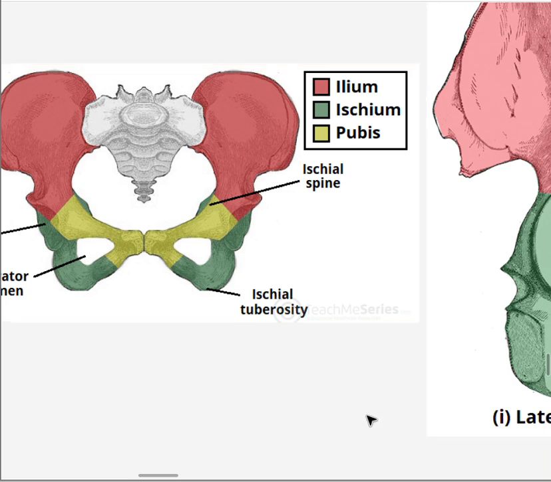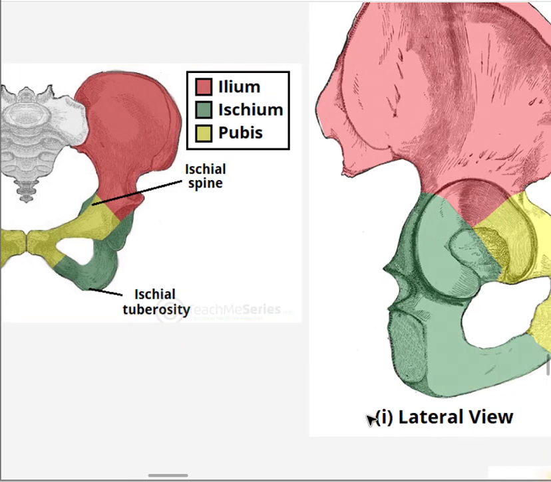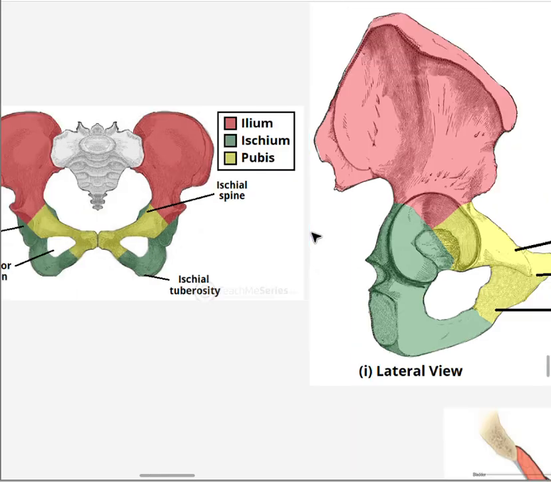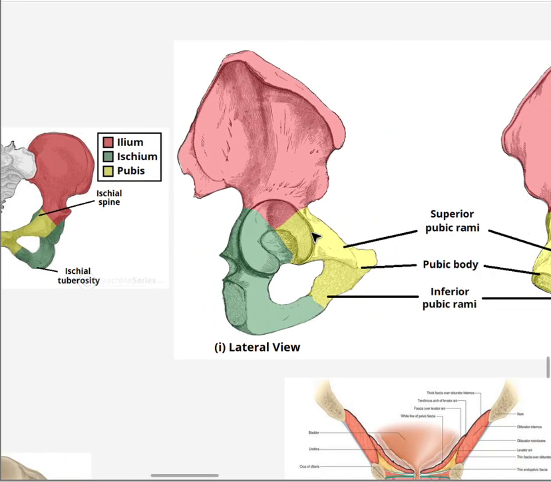Now the levator ani muscles are inserted into 4 points. Wait, not 4 points. They're inserted into 1, 2, 3, 4, 5, 6 points. Crazy. Okay, so the first insertion is the preanal raphe and the center point of the perineum, where one muscle meets the other on the opposite side.